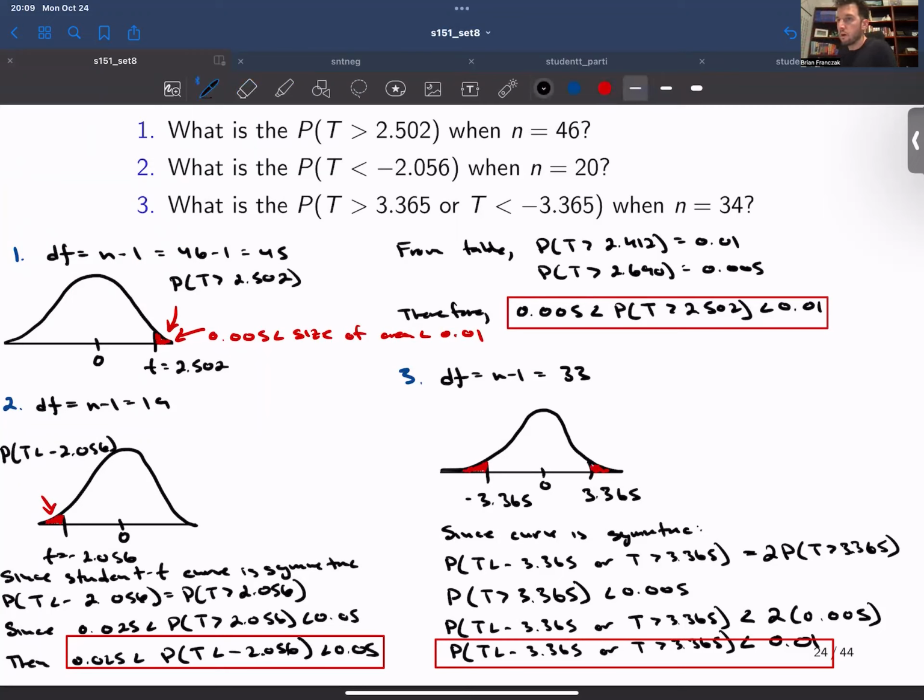Okay, so question 1 is actually an example of how we would find a p-value for upper tail tests. Question 2 is an example of how we would find a p-value for lower tail tests. And number 3 is an example of how we would find a p-value for two-tailed tests. All of these we will need at some points in our hypothesis testing studies.